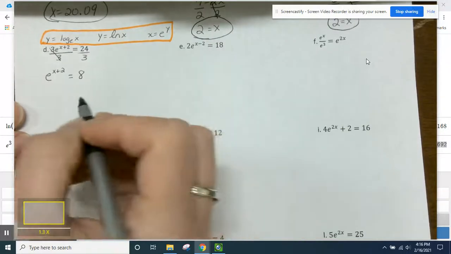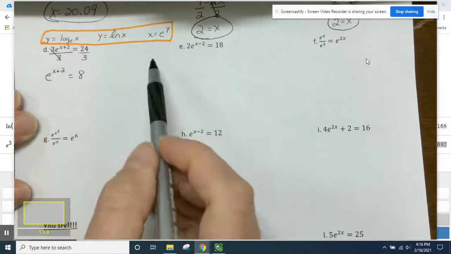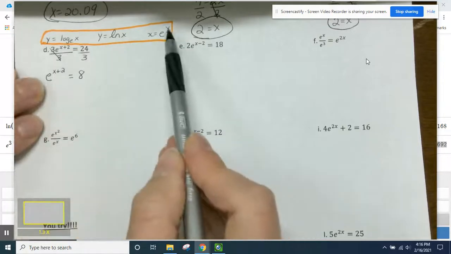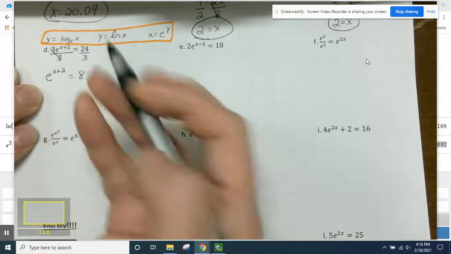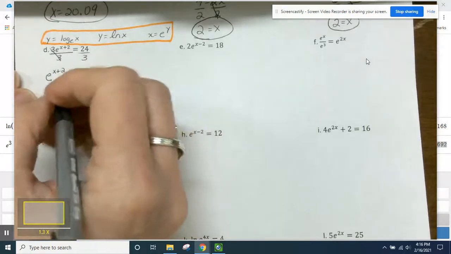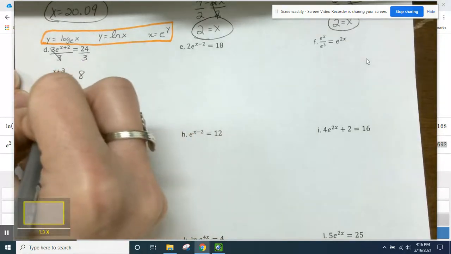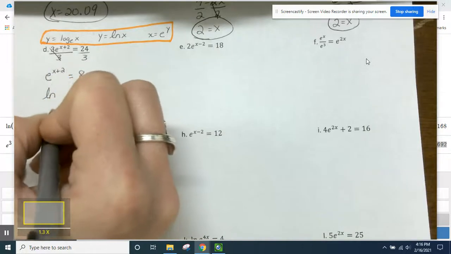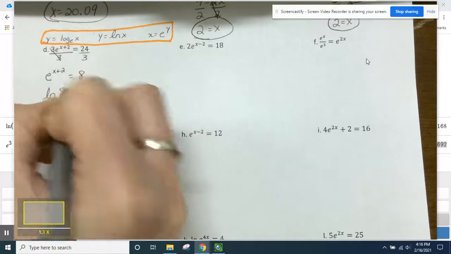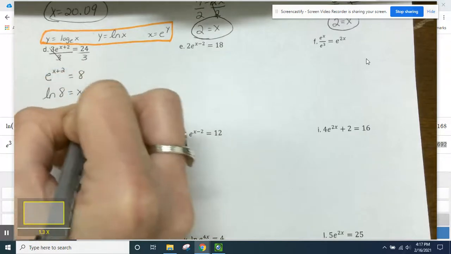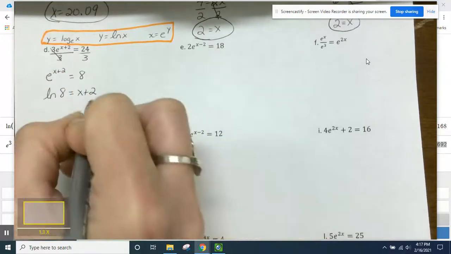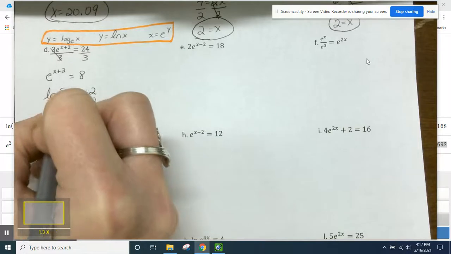All right, now, remember this represents natural log. So we have e to the y equals x. I can rewrite it like this. So this is going to be the natural log, because it's e, log base e is the natural log. The natural log of 8 is going to equal this x plus 2, this exponent. All right, now to solve for x, we're going to subtract 2.